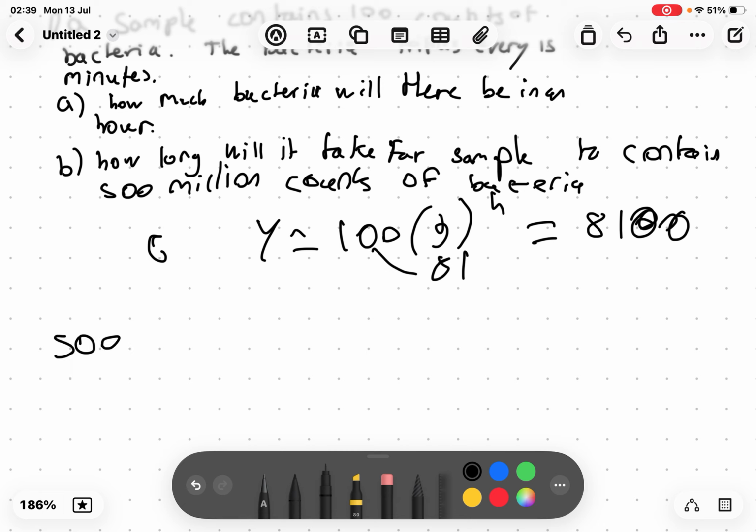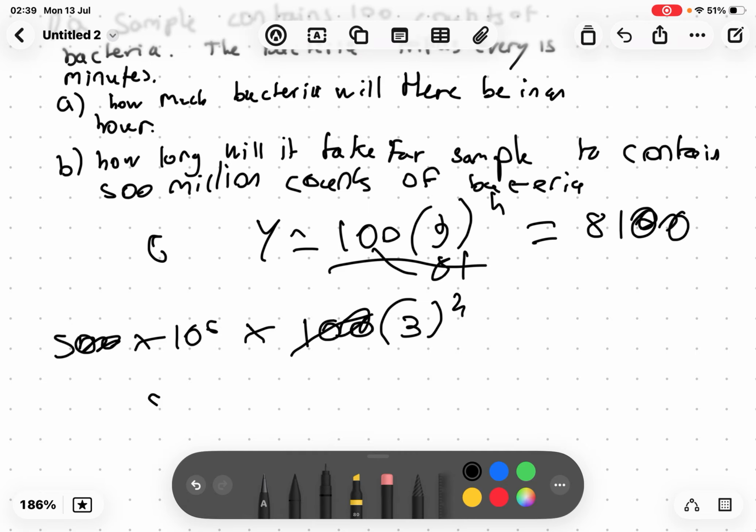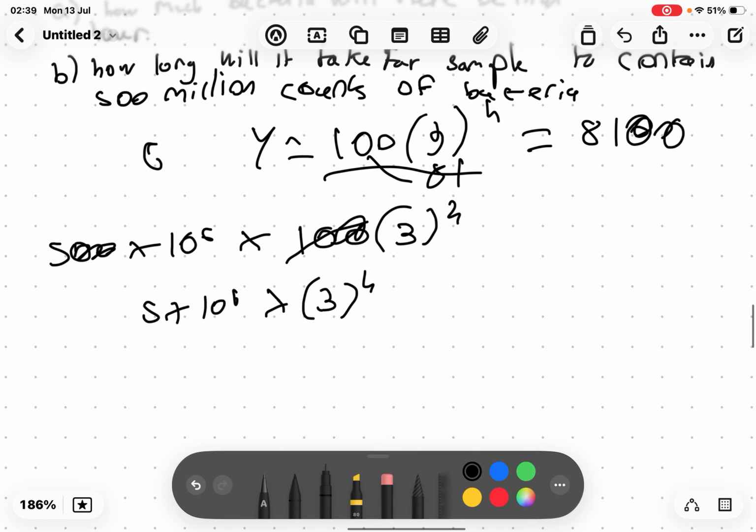So 5 million, we can put 5 million as this, and times it by this, and then we can divide everything by 100. So we have 5 times 10 to the power of 4 equals 3 to the power of 4t. And now we need to use logarithms. So log, and log. Over here we're able to move the exponent over here.